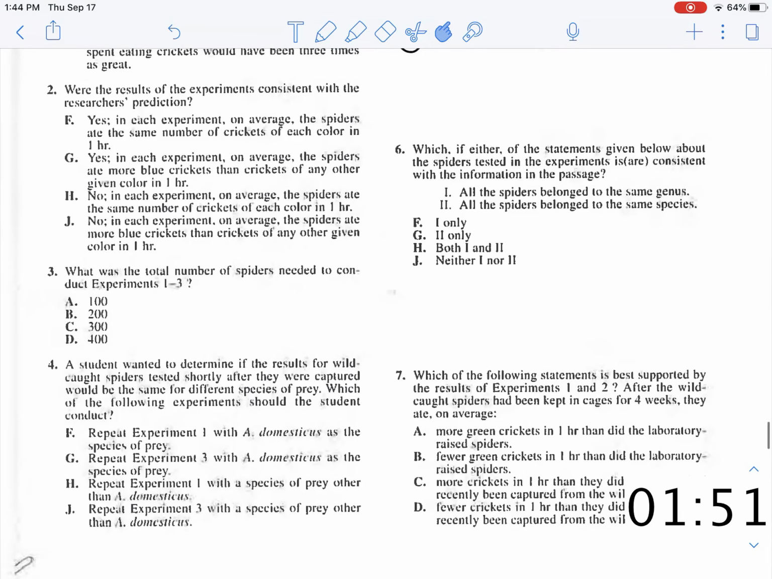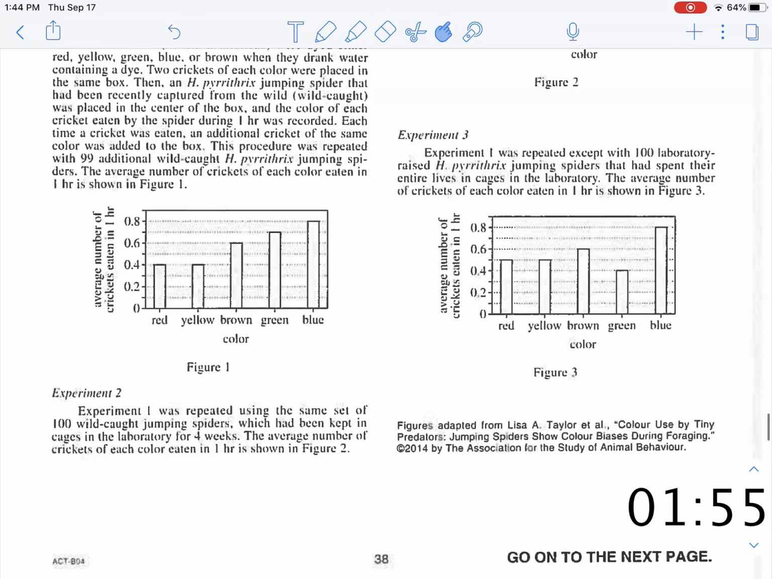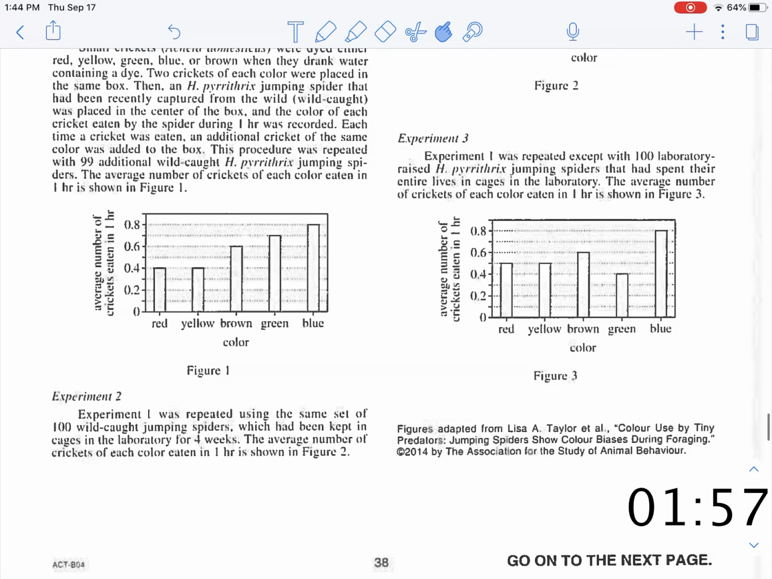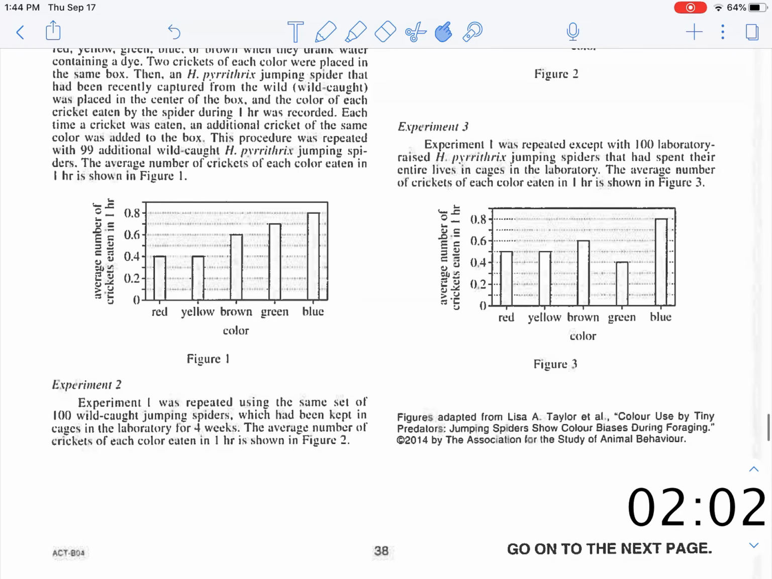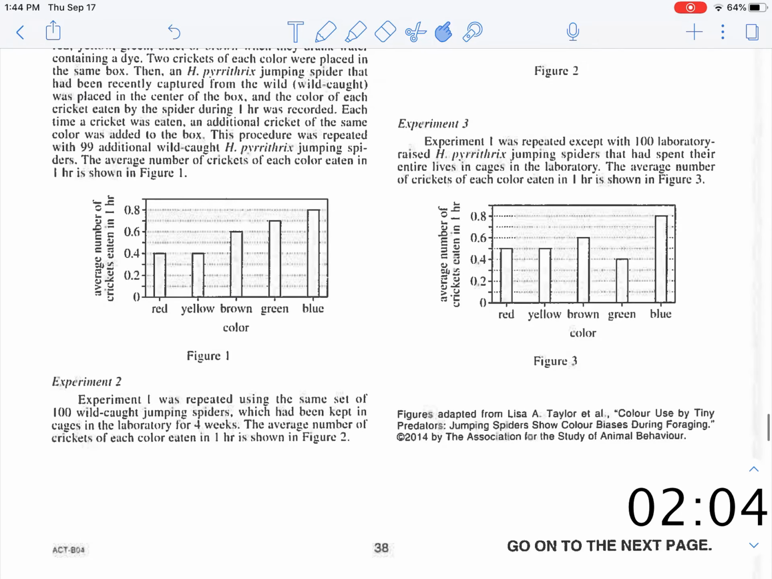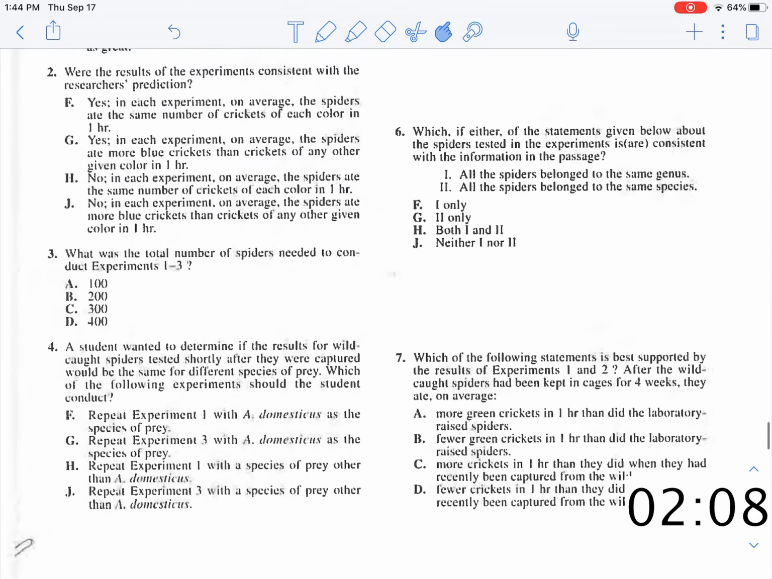And then moving on from that, what else can we answer based on experiment 1? I'm looking at number 3 now, 1 through 3. So we had 100 in the first one, 100 in the second one, 100 in the third one. So 300. It's a weird question. So number 3 is C.